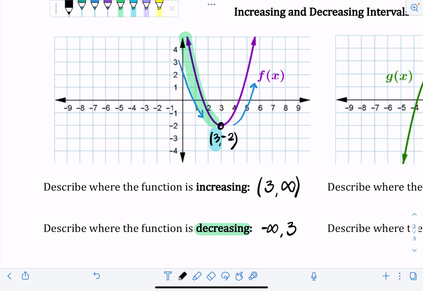So all the x values that are smaller, so it'd be -infinity. And then parentheses or brackets: always parentheses around -infinity or around infinity in general. And then remember that at the vertex, at x equals 3, it's completely neutral. It's not increasing or decreasing, so we can't include it. So we'd use a parenthesis.